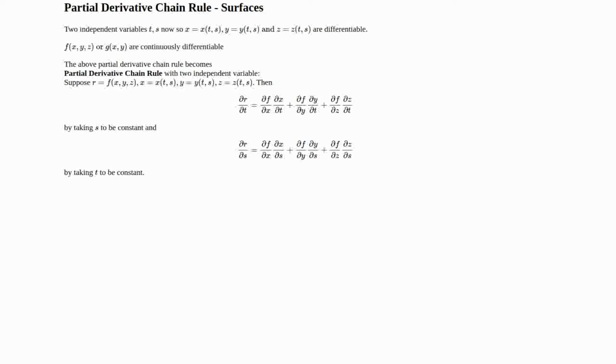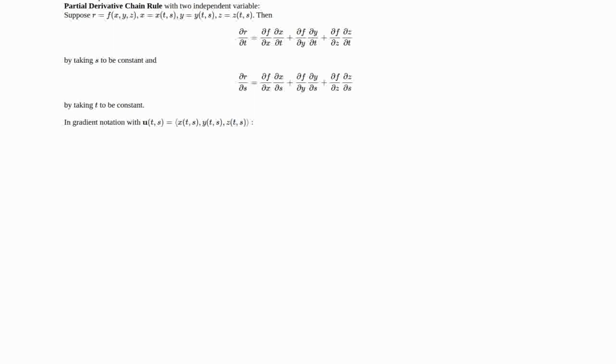Partial of r with respect to s is the partial of f with respect to x times the partial of x with respect to s, plus the partial of f with respect to y times the partial of y with respect to s, plus the partial of f with respect to z times the partial of z with respect to s. In gradient notation, things become a lot easier.